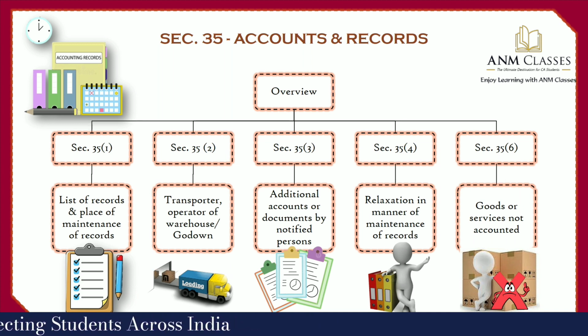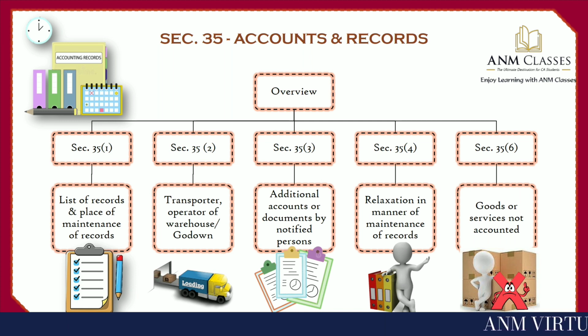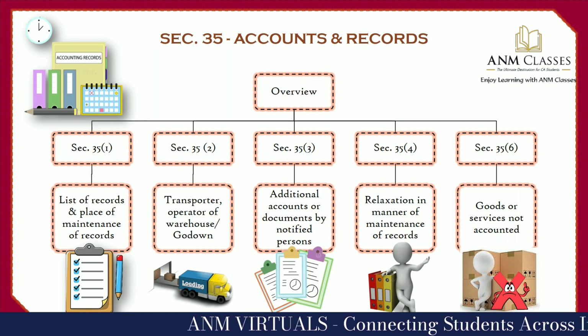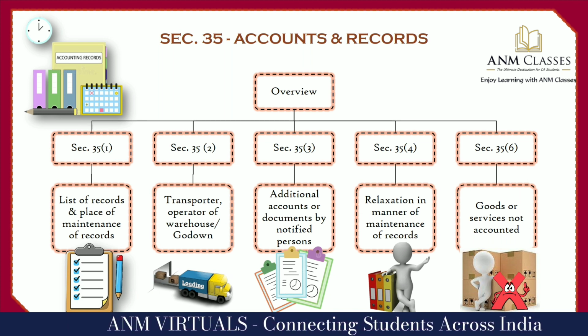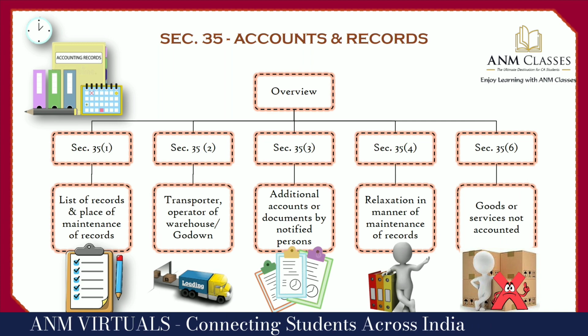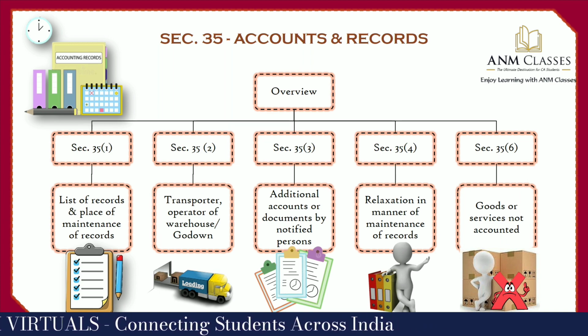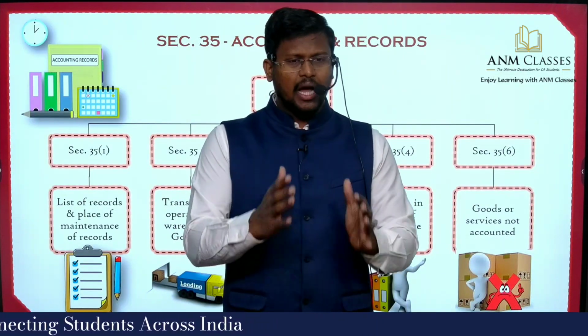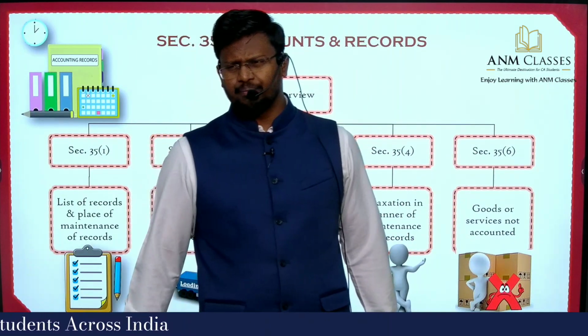செக்ஷன் 31ல இருந்து இந்த ஸ்லாட் ஆரம்பிக்குது இல்லையா? What is section 31? Tax invoice. What is section 32? Prohibition of unauthorized collection of tax. What is section 33? Tax should be mentioned in the tax invoice. What is section 34? Debit note and credit note. This is a block of 4 sections: tax invoice, debit note, credit note. Yes or no? Next one, accounts and records, section 35.